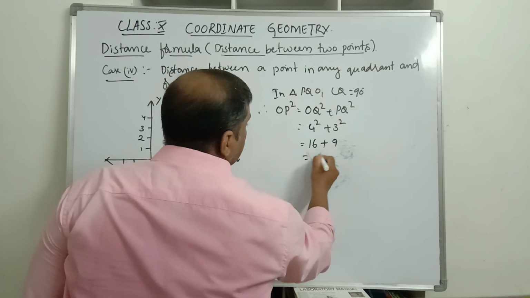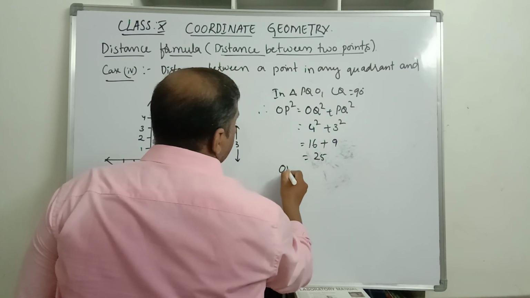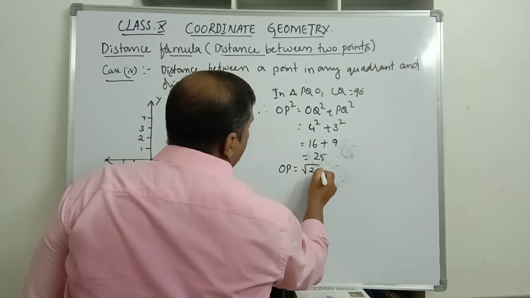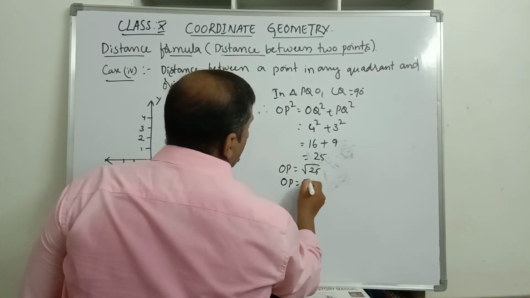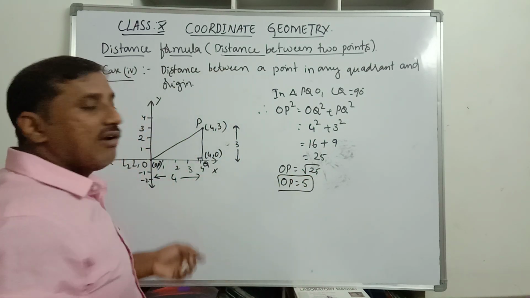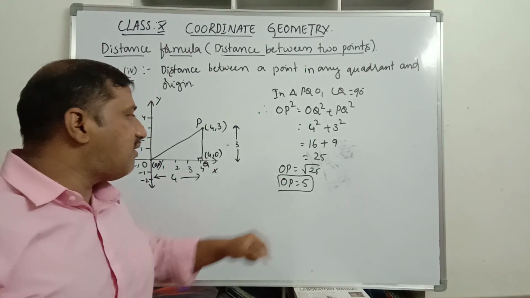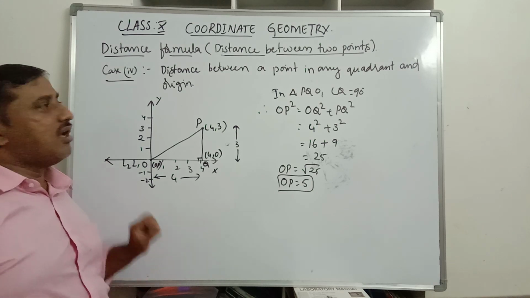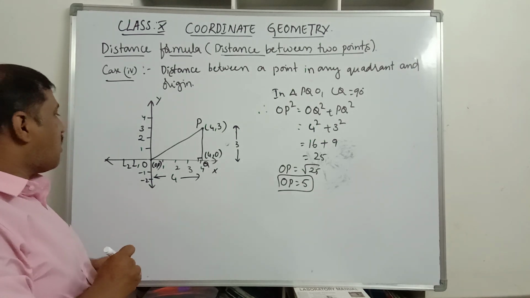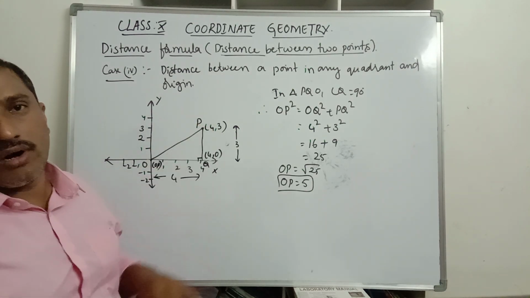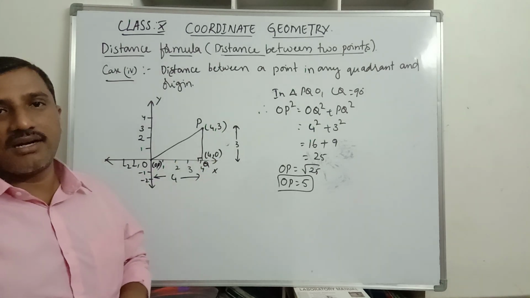16 plus 9, it is 25. Again, OP is equal to square root of 25, that is OP is equal to 5 units. Again, here we will get 2 values, a positive value and a negative value, but we will always consider a positive value. So how do we find the distance between the origin and a point in any quadrant? By using the Pythagoras theorem.